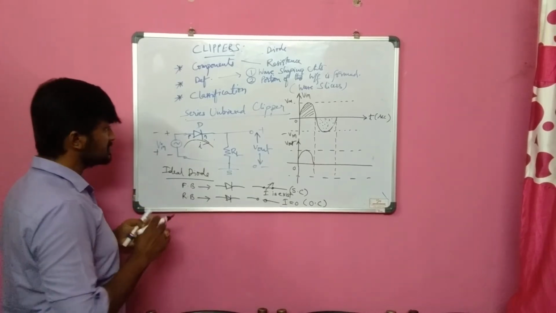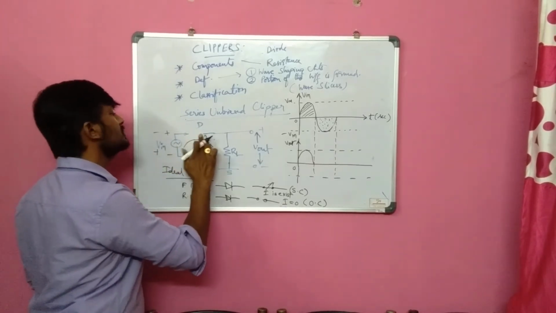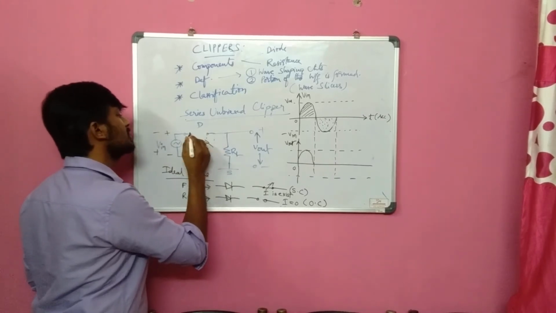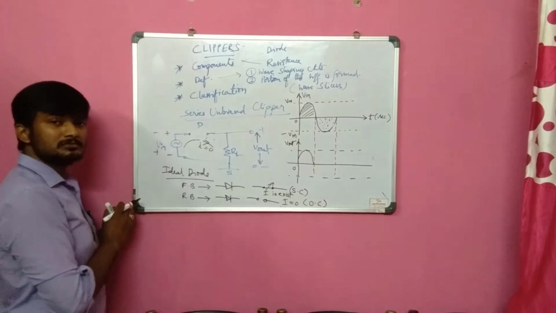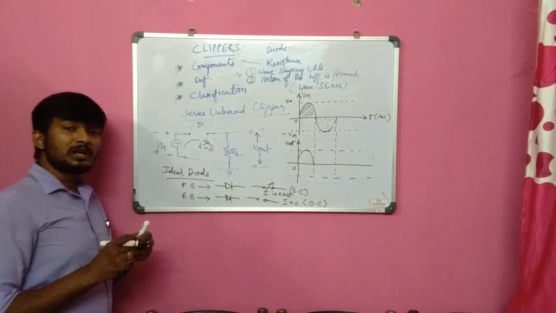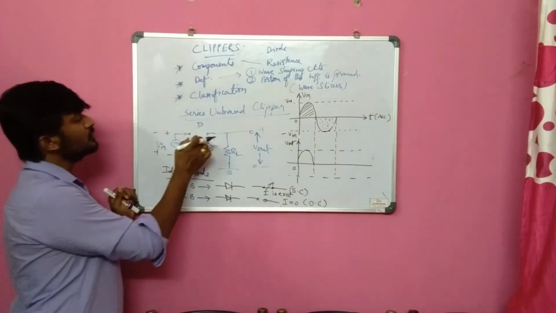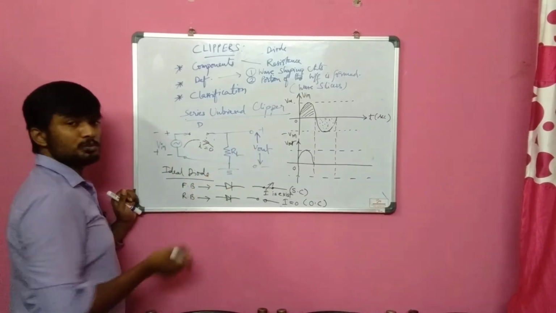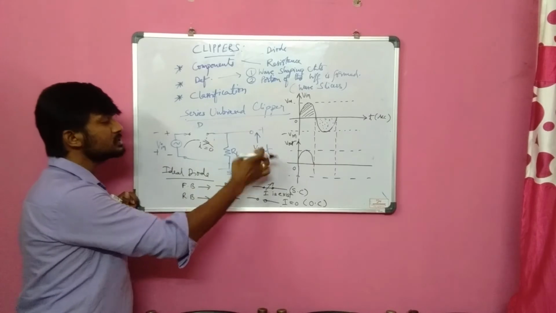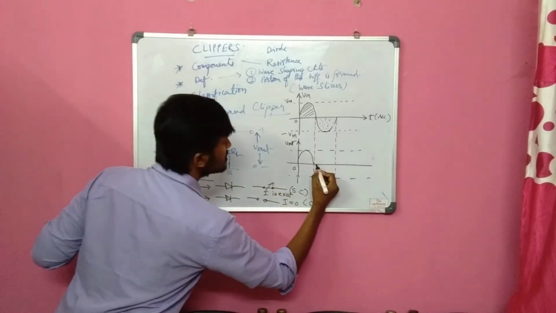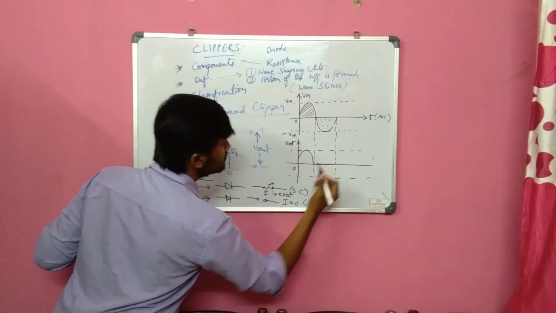So in this case, what happens? The diode is simply removed; it acts as an open circuit. Open circuit means current equals 0 because there is no connection. If there is no connection, there is no current flow. If there is no current flow in the circuit, there is no output. You will not get any drop across RL. If there is no drop across RL, there is no output. Simply, the output is how much? The negative half cycle output is 0.